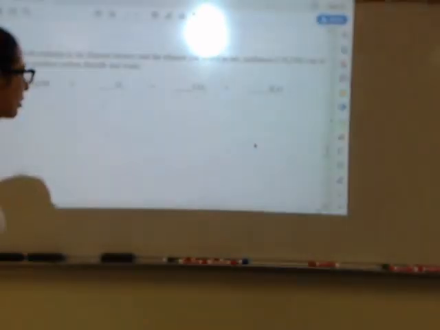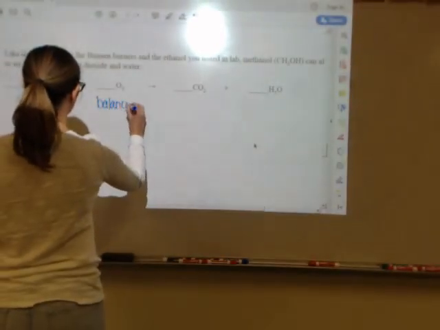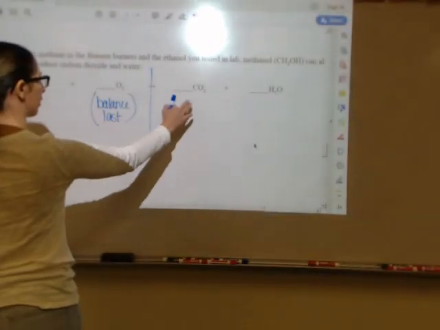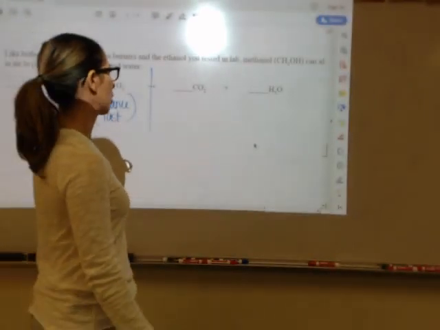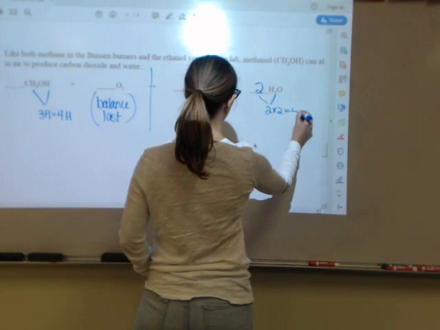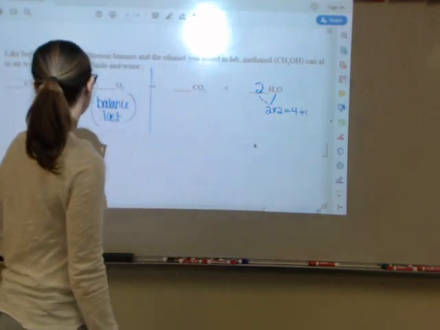Number 8, this is a combustion reaction. You have pure oxygen, you want to balance this last. You have a carbon on each side. Then you have 3 plus 1 is 4 hydrogen in the first compound. So I'm going to put a 2 in front of H2O because 2 times 2 will give me 4 hydrogen.